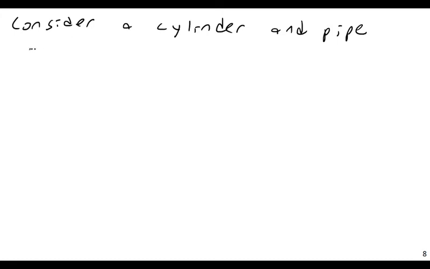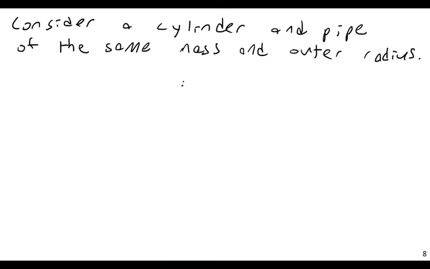So this is just a conceptual question. Let's say I have two things. Consider a cylinder and a pipe, of the same mass and outer radius. Both are released on an incline, let's say a 20 degree incline. One is a hollow ring. They're on the same slope, the same material, so we don't have to worry about frictional forces or anything like that. Both made of, I don't know, good strong American steel or something.